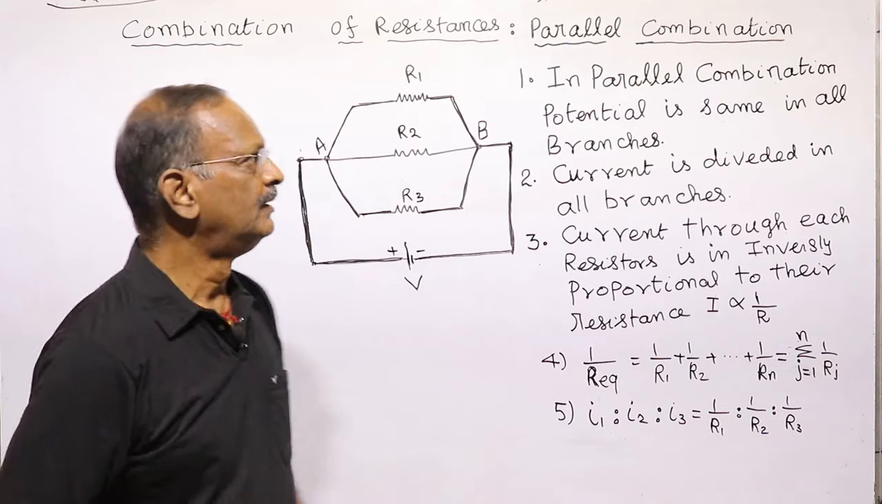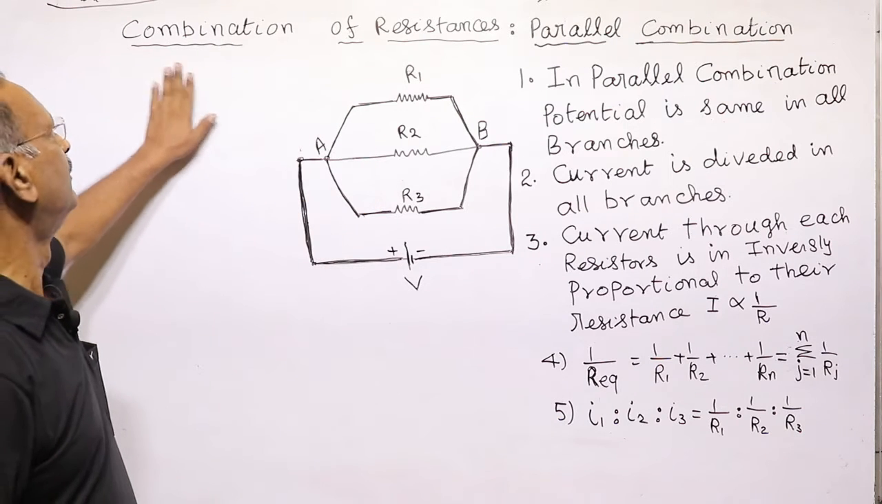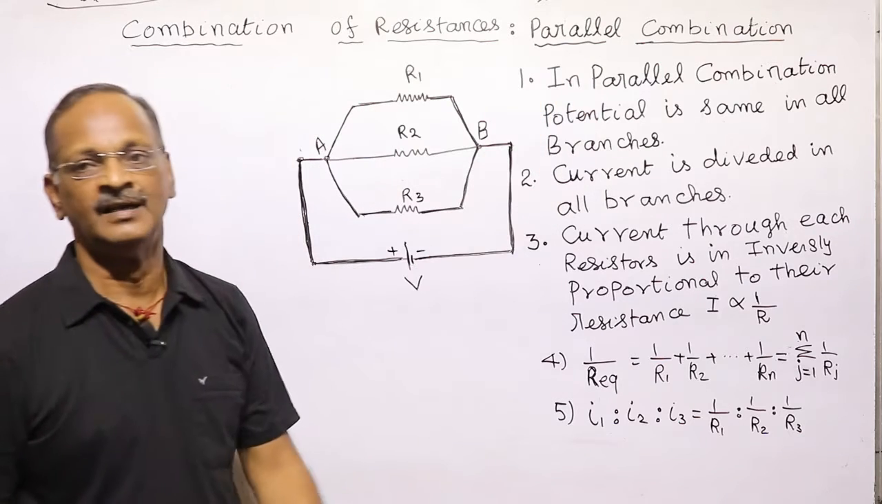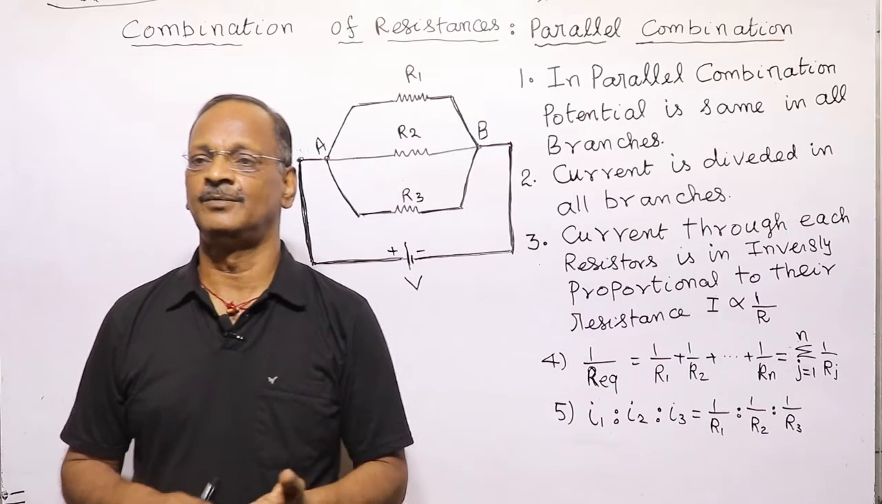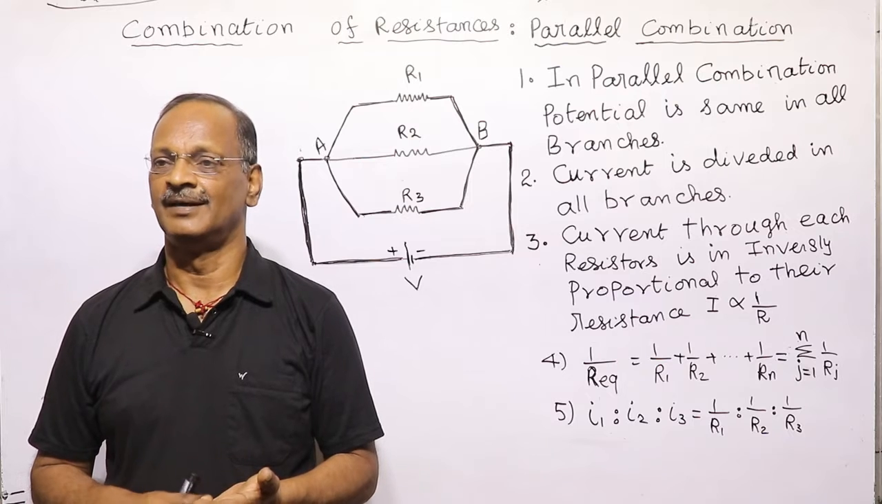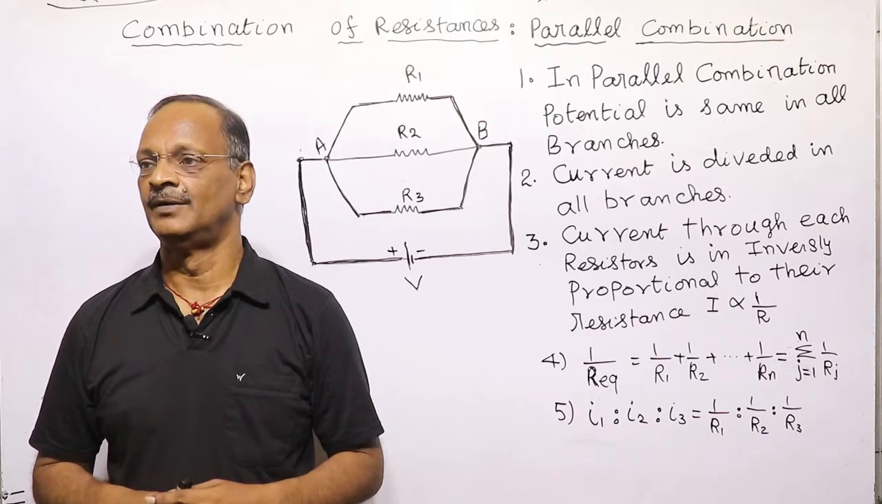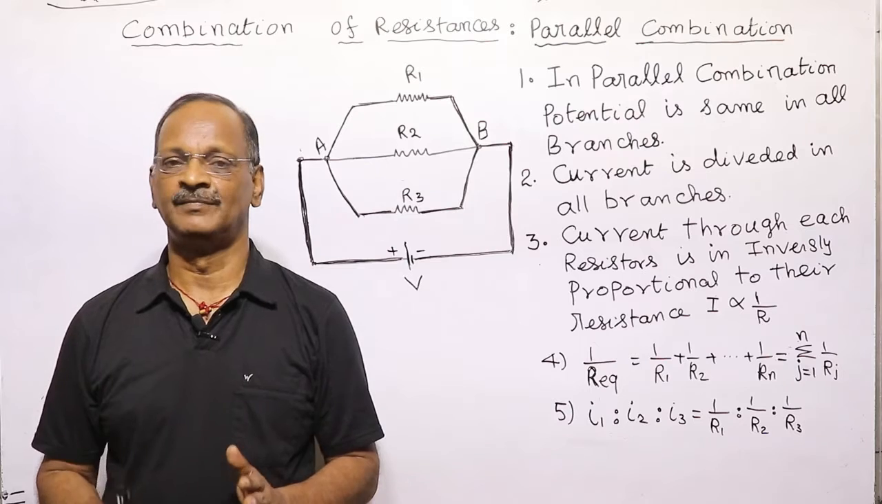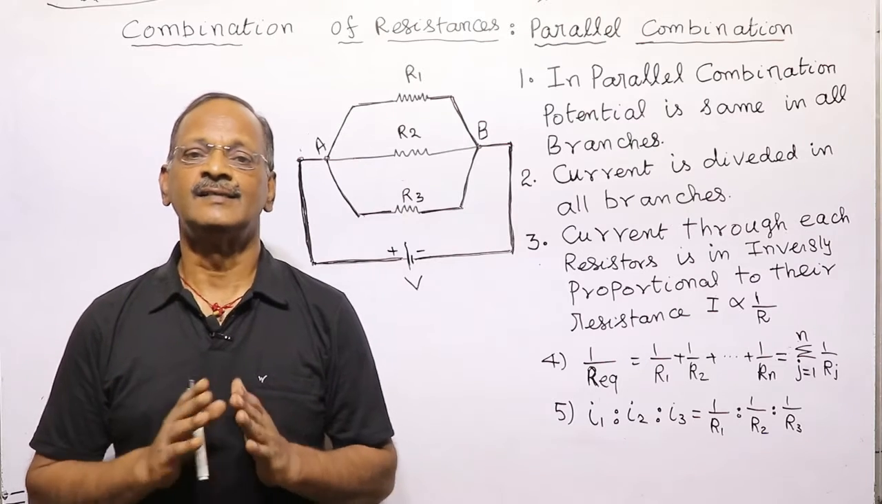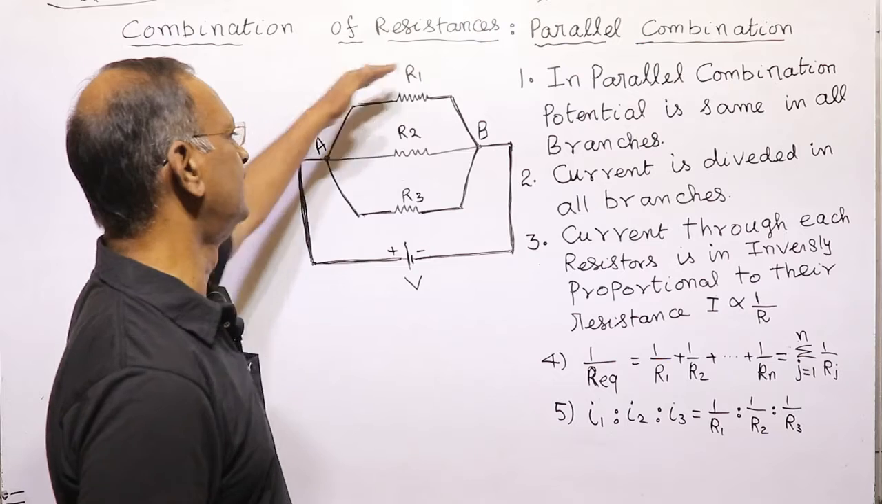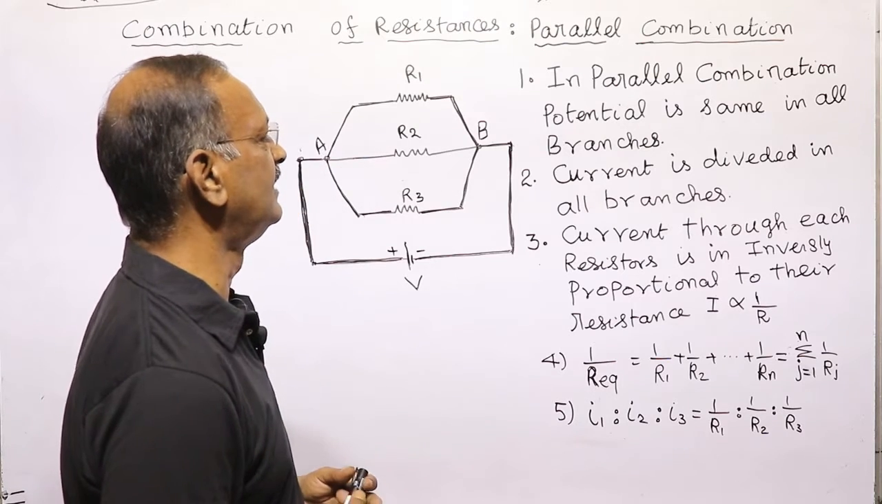Welcome student. Today we are going to discuss the combination of resistance, that is, parallel combination. In parallel combination, we have to note two important points: the voltage in all the branches of resistance remains the same, and the current is divided. That's why we call it a parallel combination, with current division.